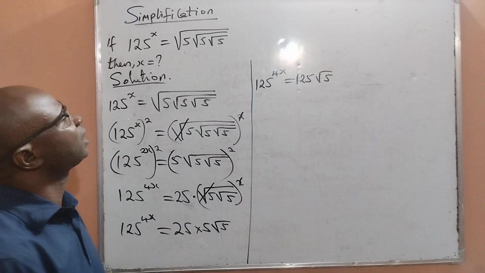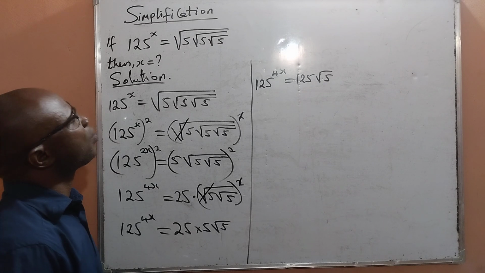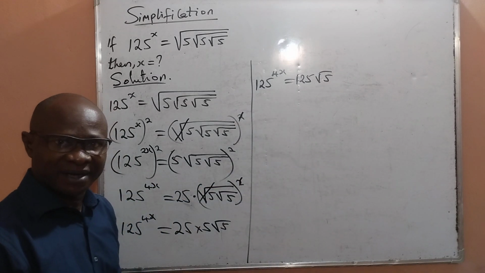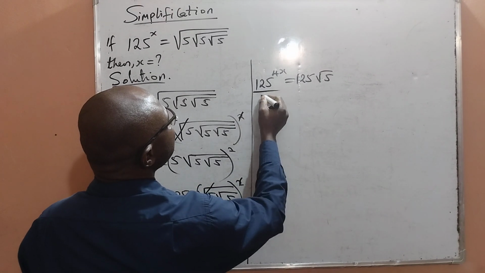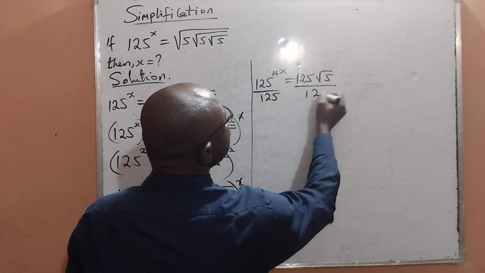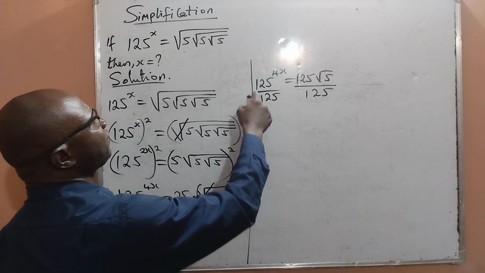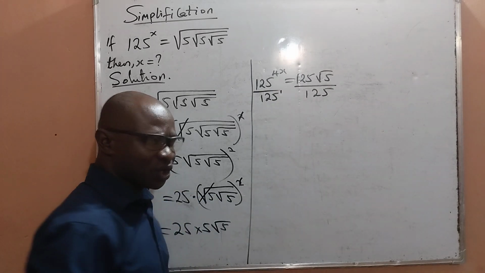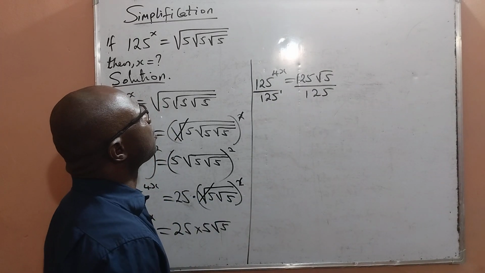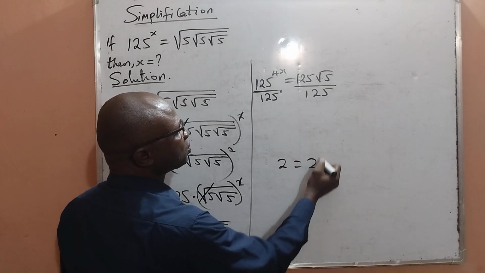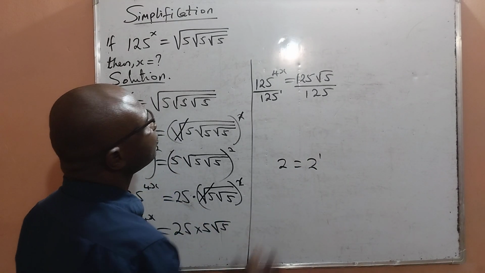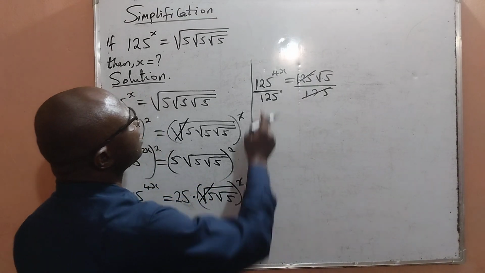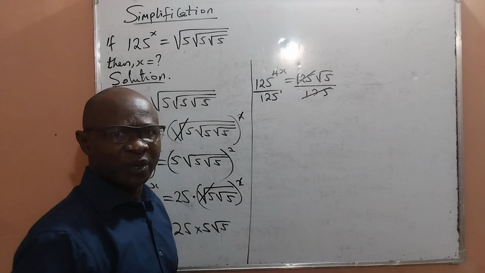At this point, I can divide both sides by 125 in order to cancel out this 125 on the right hand side. That means I divide this side by 125 and also this side by 125. And if you look at this, 125 at the denominator is actually to power 1, because any number is to power 1, 2 is the same thing as 2 to power 1. Therefore, this 125 at the denominator will cancel 125 on the right hand side, and from the left, the law of indices will play out.